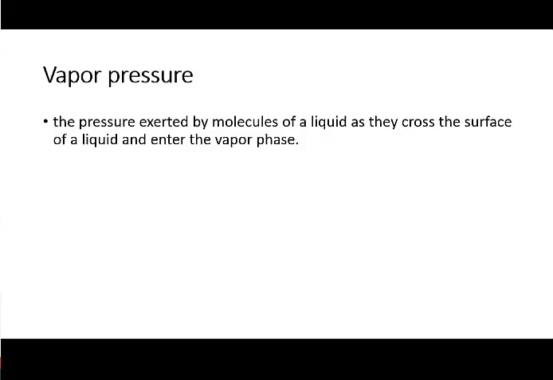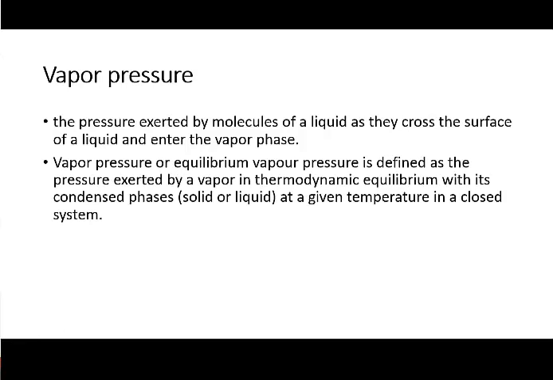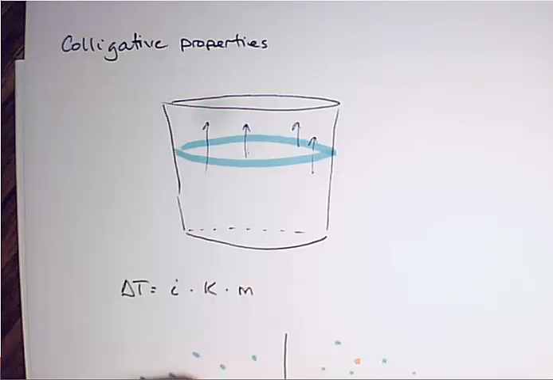So the definition we're going to use here is the pressure exerted by molecules of a liquid as they cross the surface of a liquid and enter the vapor phase. A more complete definition of vapor pressure would be pressure exerted by a vapor in thermodynamic equilibrium with its condensed phases. Condensed phases would be solid or liquid at a given temperature in a closed system.